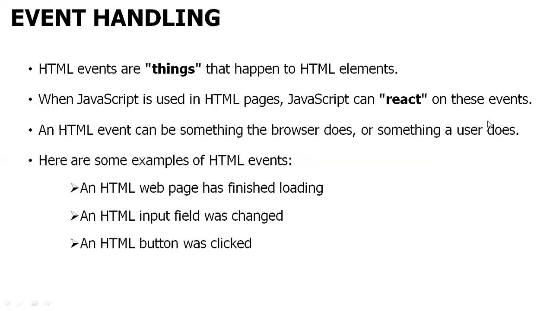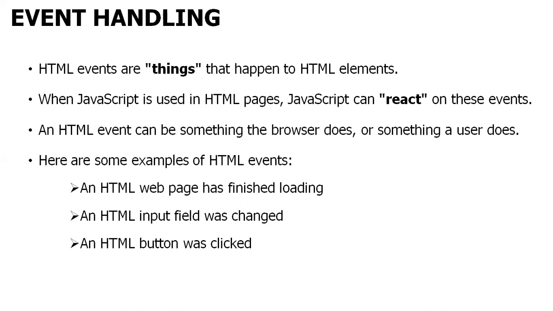In this video, we learn about event handling. The first point: HTML events are things that happen to HTML elements. Point number two: when JavaScript is used in an HTML page, JavaScript can react to these events according to the event. Point number three: an HTML event can be something the browser does or something the user does. The last point here is some example HTML events.